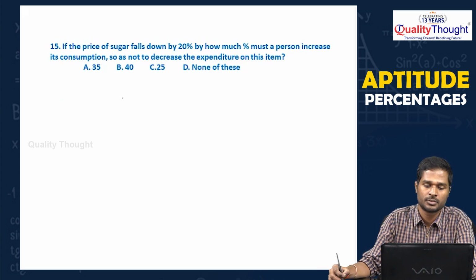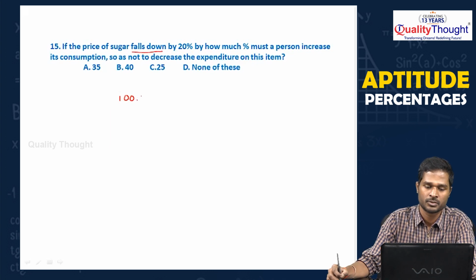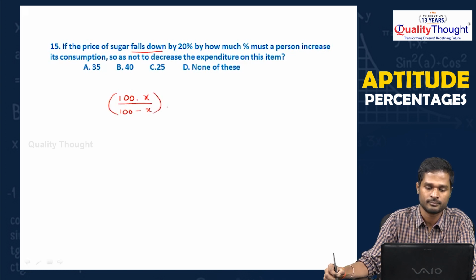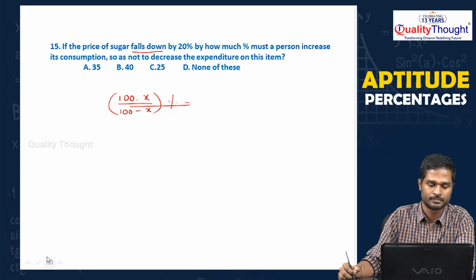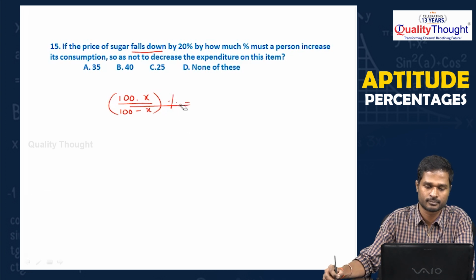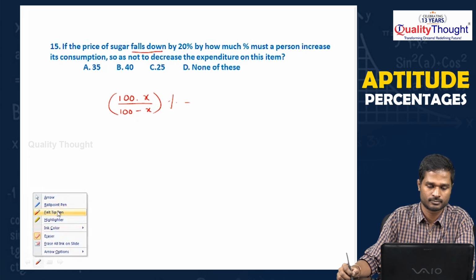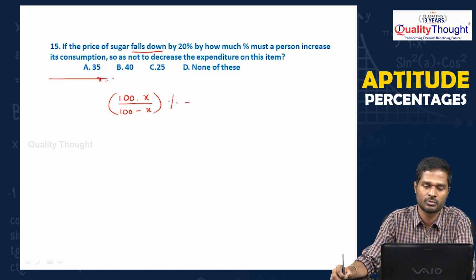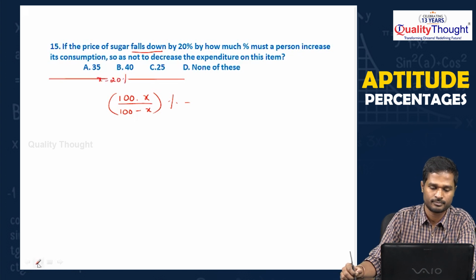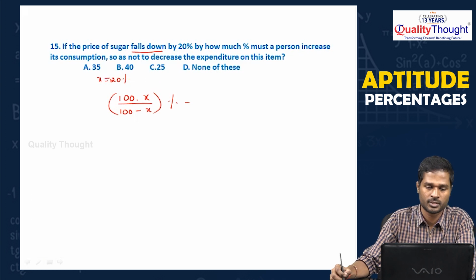So we have seen it. When the price of the item decreases, falls down, it is 100 into x by 100 minus x percentage. This is the increase in the consumption so that the expenditure cannot be decreased. So the price falls down by 20%. So if you take x is equal to 20%, so x is equal to 20%.